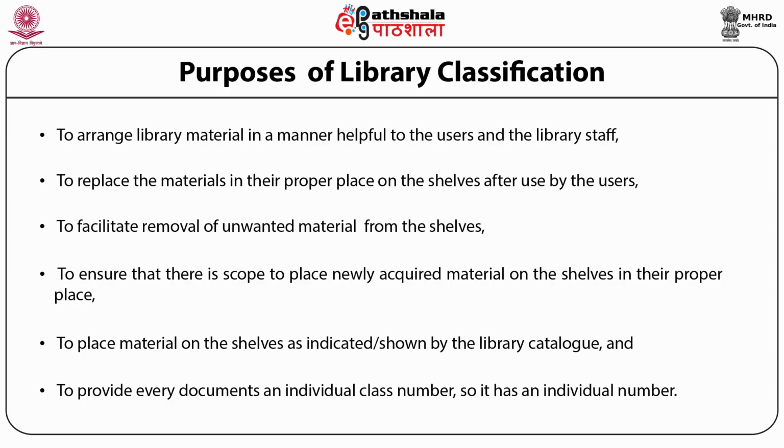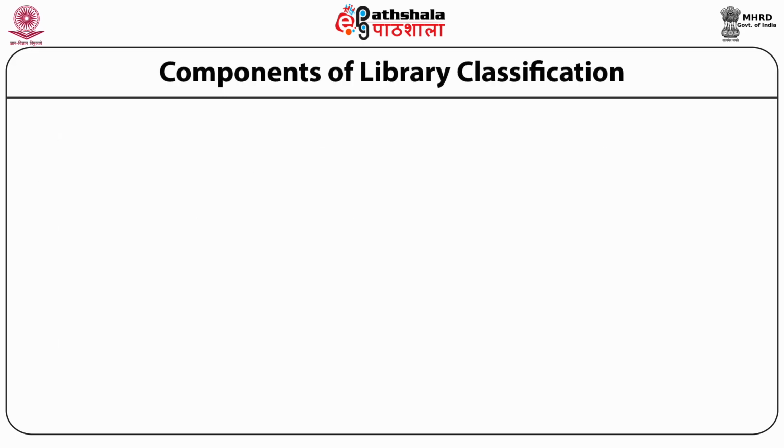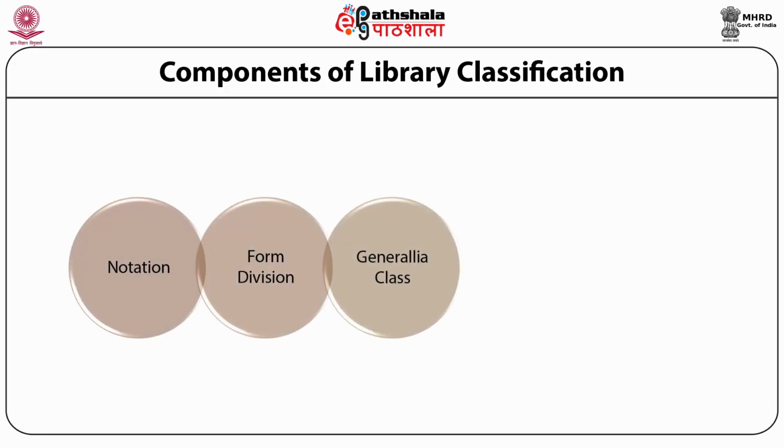number. It is therefore essential that library classification should make the documents readily available to the users whenever required by them. This is due to the fact that classification helps to arrange documents in the most helpful and most convenient order. Next, we take a look at components of library classification. The chief components of library classification are notation, form division, generalia class, index, and class number.